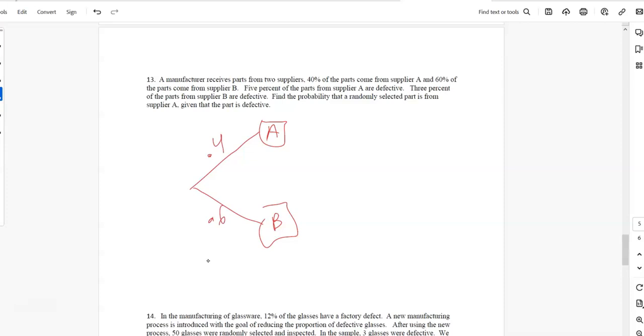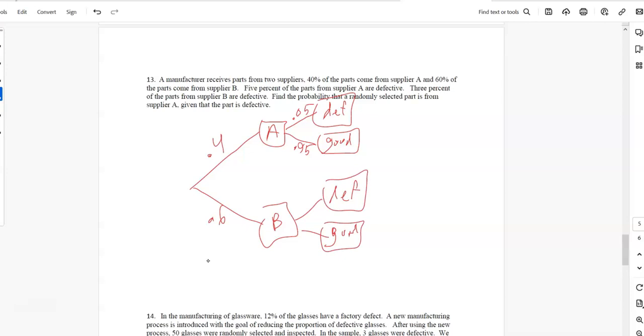5% of parts from A are defective, so defective, and good, I guess, like they're working. So defective are 5%, so 0.05. So working parts must be 0.95. Defective, this one, and working or good parts. So the second one, 3% are defective from that one, so 97% must be working.